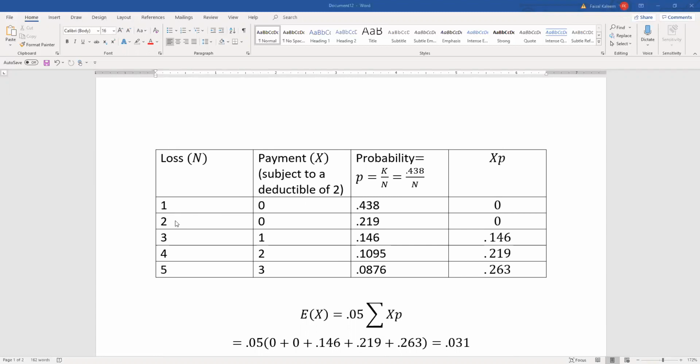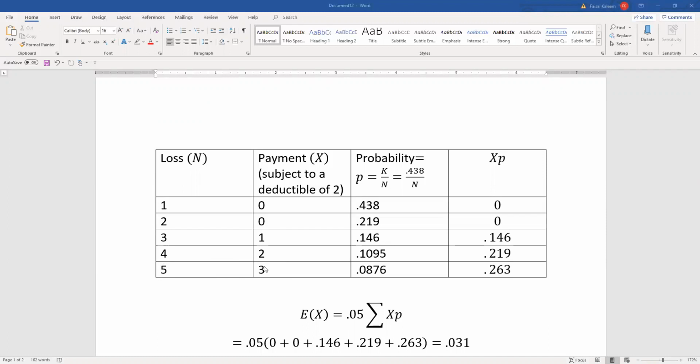If the loss is 1, it will again be 0, and if the loss is 2, also 0. And if the loss is 3, then it will be 1. Remember, if the loss is less than the deductible, then the payment is 0. And if the loss is greater than or equal to the deductible, then the payment is the loss minus the deductible. So with a loss of 4, the payment is 2, and with a loss of 5, the payment is 3.